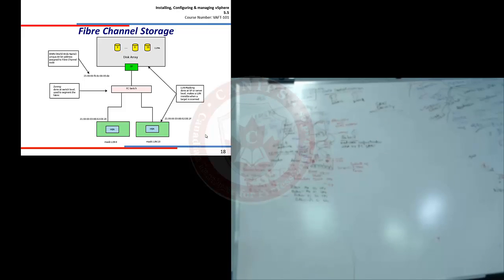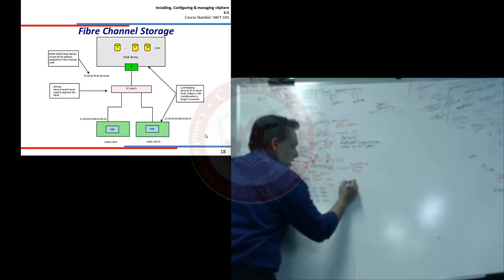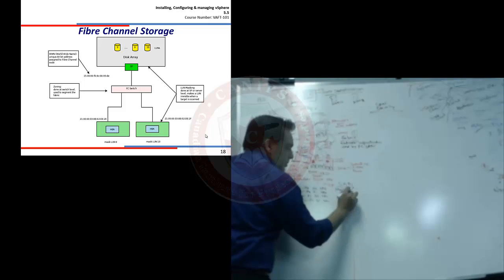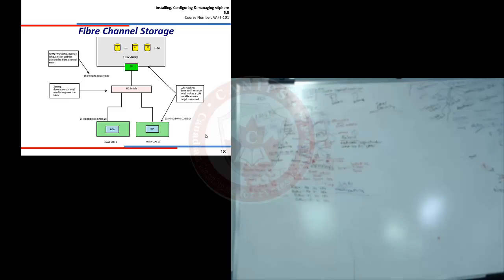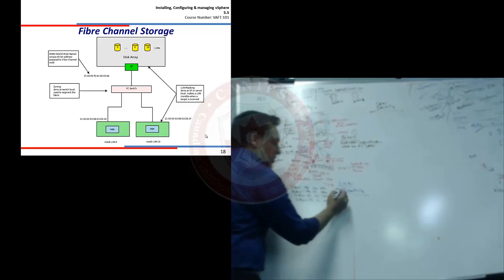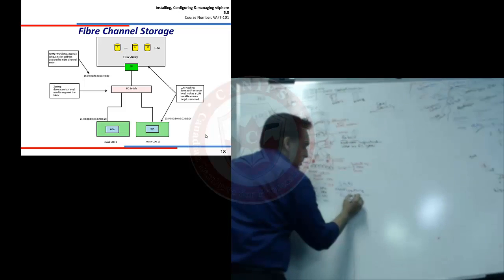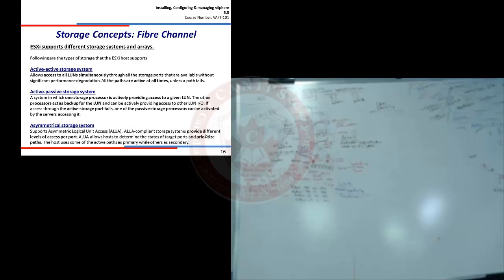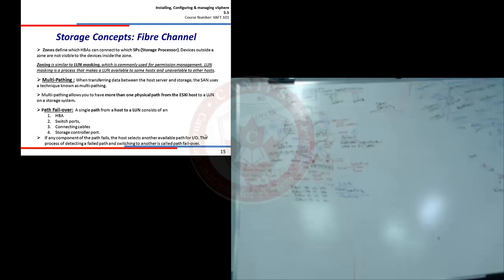Now, SAN has the ability to use something called the concept of multipathing. SAN uses a multipathing feature. So this is a multipathing feature. When transferring, the multipathing feature is this, multipathing.